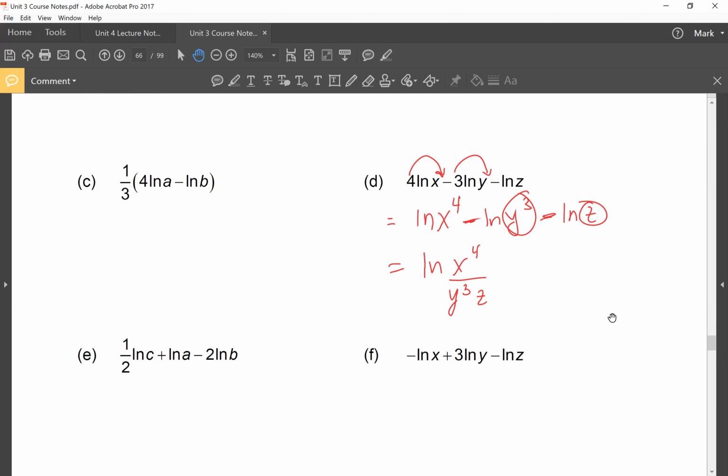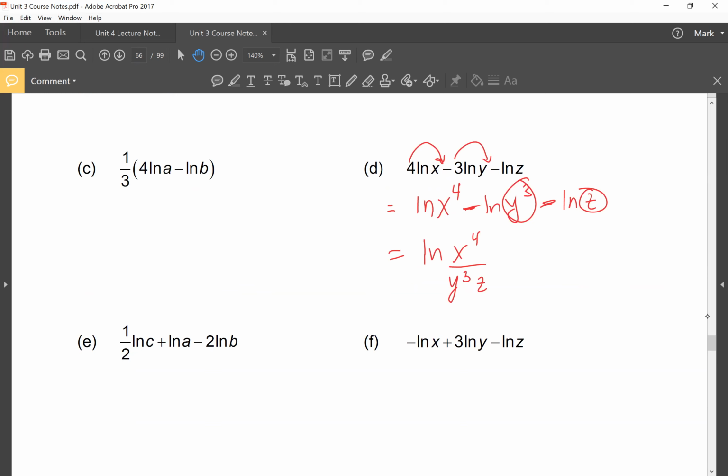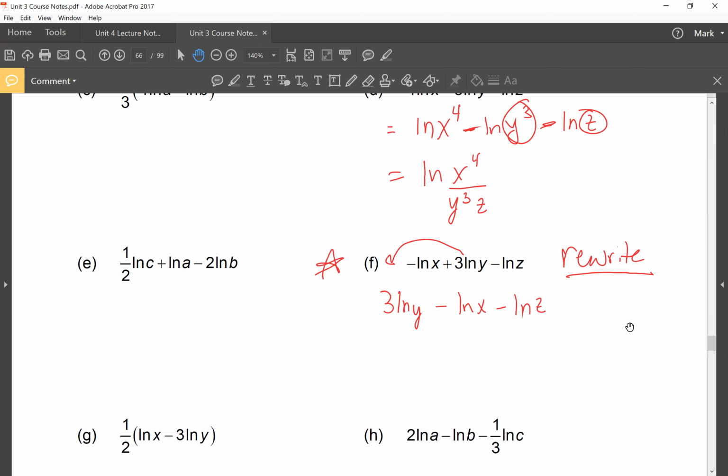I don't know how you guys find this stuff. It's not too bad. Let me mention something about f. I think earlier a student had a question about this. If you were going to do f, rewrite it. Put the positive first: 3 ln y minus ln x minus ln z, because this is telling you basically the positive is on top and the negatives are on the bottom. So this would become ln y cubed divided by xz.